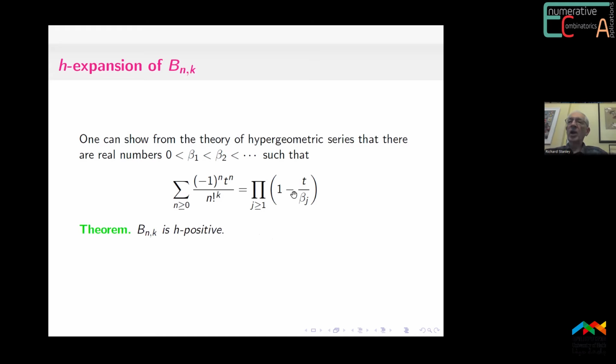Okay. So we get exactly as before. What we need is this kind of expansion with these positive numbers here, h positivity for the B_{n,k}'s. We don't know what that is, again. And for the Schur function expansion, we're still thinking about that.